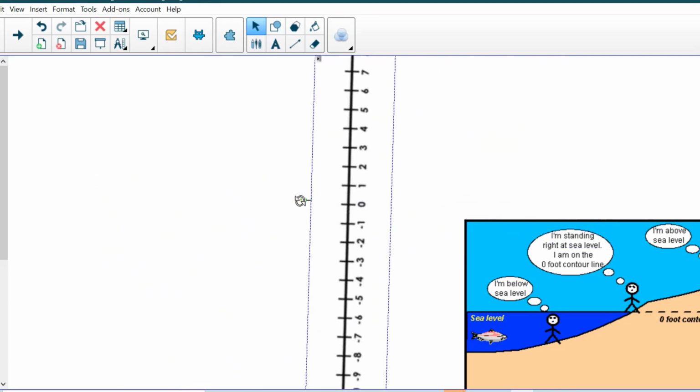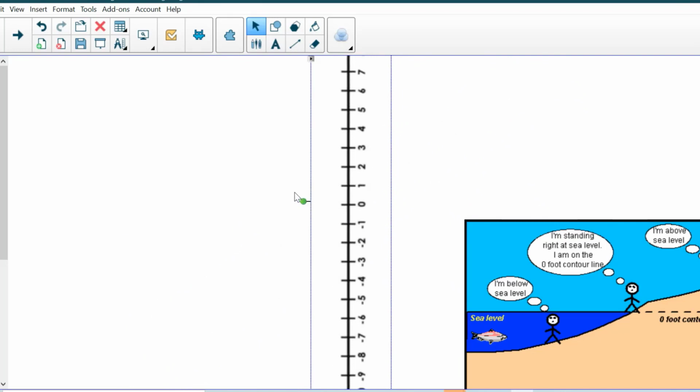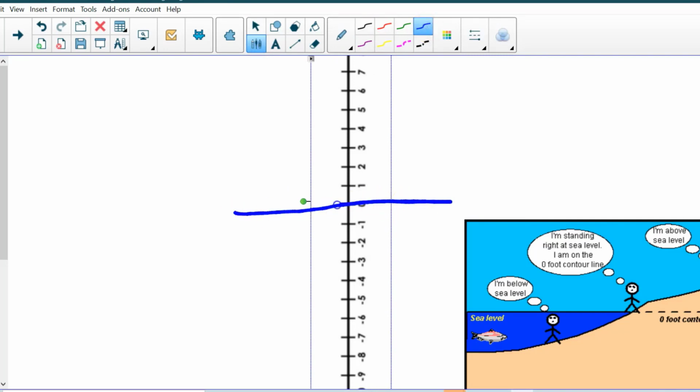Another way we can show this with a number line is if we turned our number line this way, vertically, right? And so again, we have our 0, our neutral. You might see things referred to as sea level, above sea level or below sea level, or even ground level. Ground level or sea level would be 0, and anything above that would be positive, and anything below that would be negative.